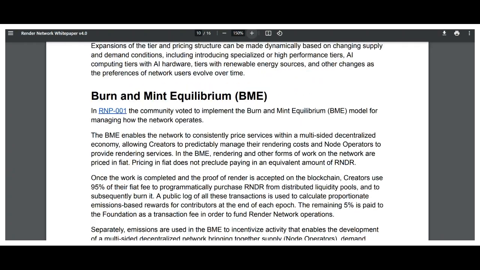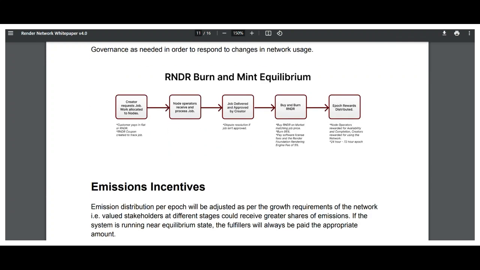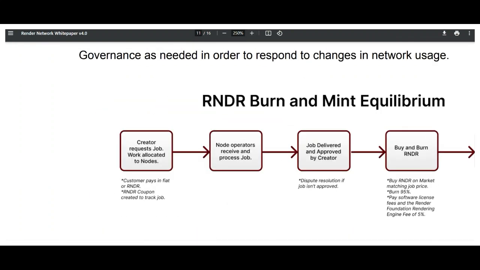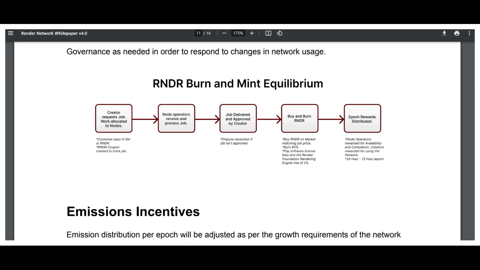So let's zoom up a little bit on this. So right here it says burn and mint equilibrium. So it goes on to talk about what this is. They do draw a little bit of a picture for you. So essentially, running through this real quick, they do have a burn and mint equilibrium. So basically the creator requests a job, work is allocated to the nodes. That's where the person is running the GPU, if you remember. So it says customer pays in fiat or Render, and then a Render coupon is created to track the job. Then it says node operators receive and process the job.